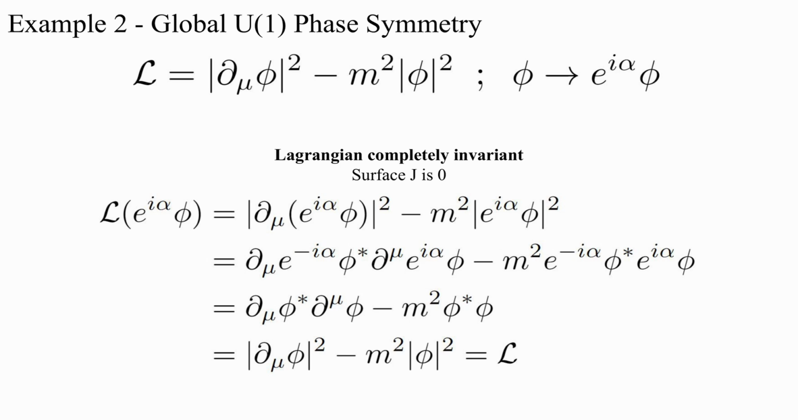So to show that the Lagrangian is completely invariant, we have to expand these magnitude squares for each of the phi and its divergence. And what this basically does is just pops out an extra factor of the complex conjugate of the argument. We realize that these factors of e to the plus or minus I alpha are constants that can be taken out of the expressions and canceled out with one another to just leave our original Lagrangian.